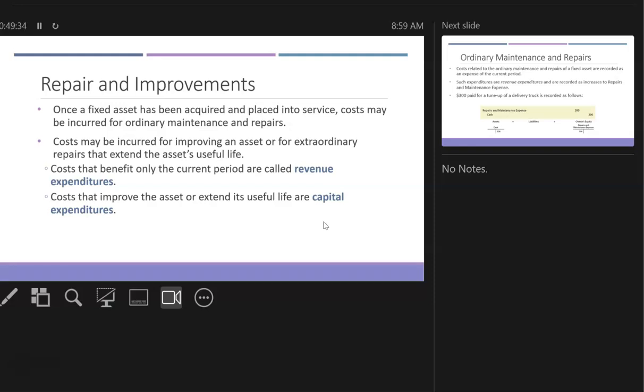So there is a difference between a repair and an improvement. Repairs get expensed. They're written off on the income statement as an expense in that period. Improvements are going to extend the useful life of that asset and therefore get depreciated along with the asset. Am I making sense? Can anyone give me a better example? You get the gist, right?